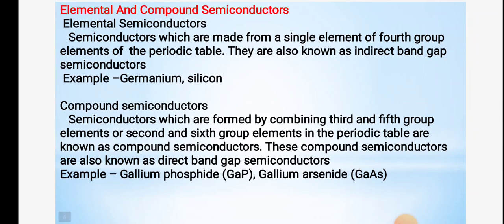Now let us see the elemental and compound semiconductors. What are elemental semiconductors? Semiconductors which are made from a single element of the fourth group elements of the periodic table. They are also known as indirect band gap semiconductors. Examples, germanium and silicon. Now let us see the compound semiconductors. Semiconductors which are formed by combining third and fifth group elements or second and sixth group elements in the periodic table are known as compound semiconductors. These compound semiconductors are also known as direct band gap semiconductors. Examples, gallium phosphide, gallium arsenide, etc.